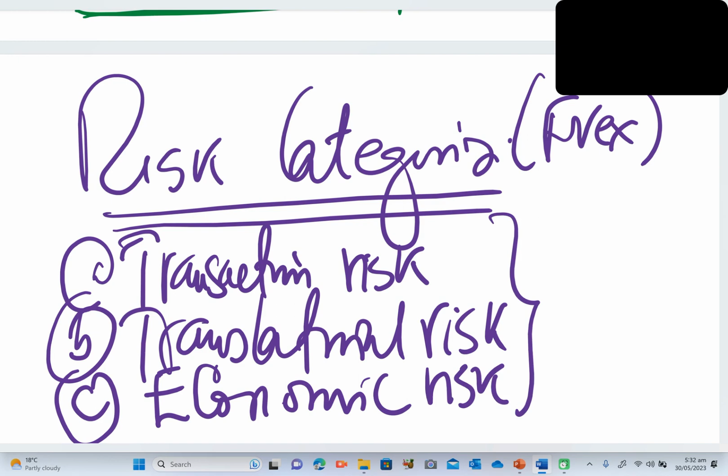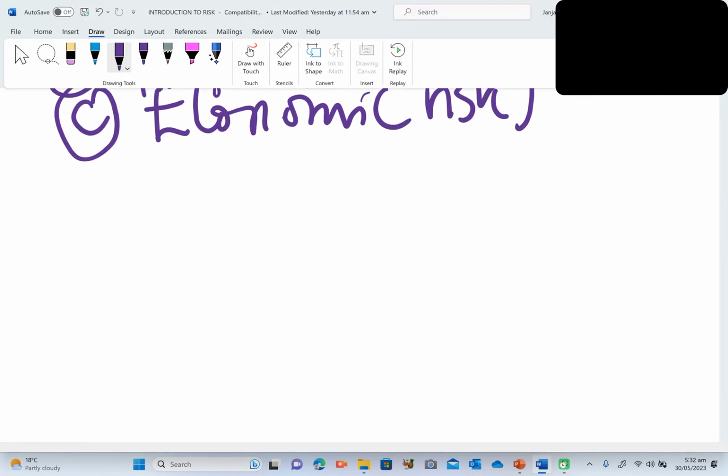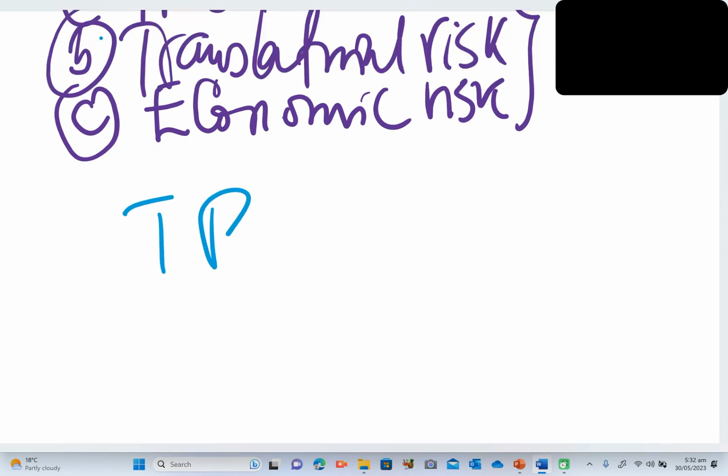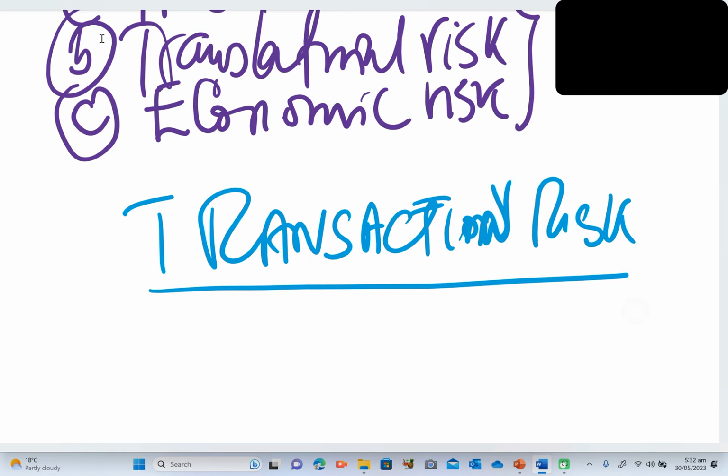Very important here. Somebody may ask you to briefly discuss what is translational risk in corporate finance, giving examples, 10 marks. You have to describe how it operates, how it affects the company, the multinational. Now, what is transaction risk? When you understand this, possibly you become an expert.